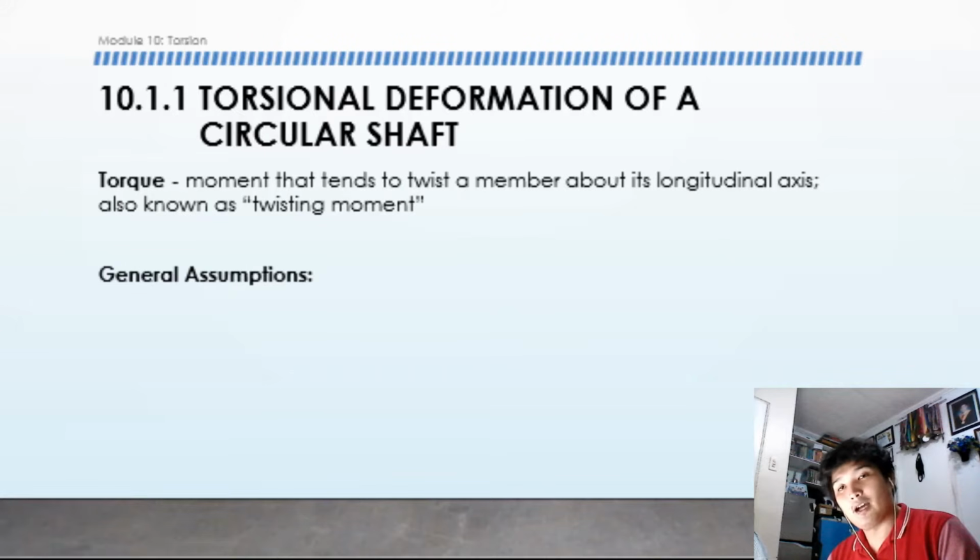Okay, so ano yung mga susundin nating assumptions when it comes pag nagsosolve na tayo ng mga problems related sa torsion ng circular shaft?